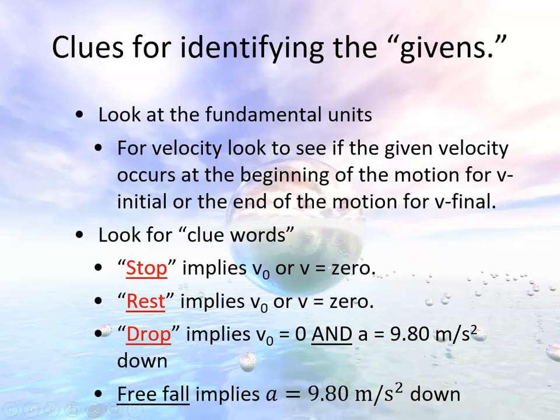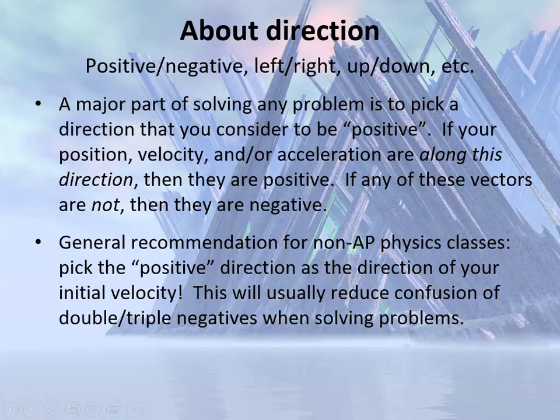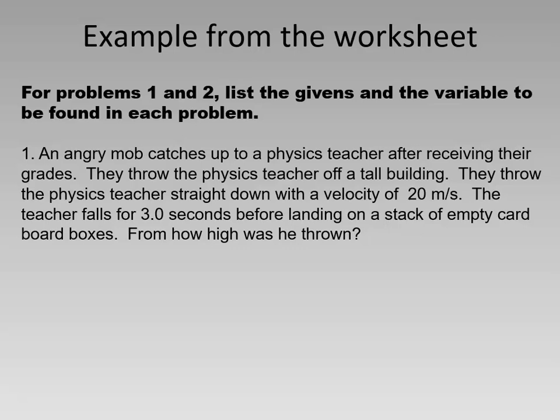Because it's a special number, as we're about to see. Now again, traditionally, up is positive and toward the right is positive, but a lot of times, as I've mentioned before, it's wiser to pick the positive direction as the direction of the initial velocity, because that'll often either reduce or eliminate confusion involving double and triple negatives that might otherwise show up when we're solving our problems. So let's look at some examples of writing givens.